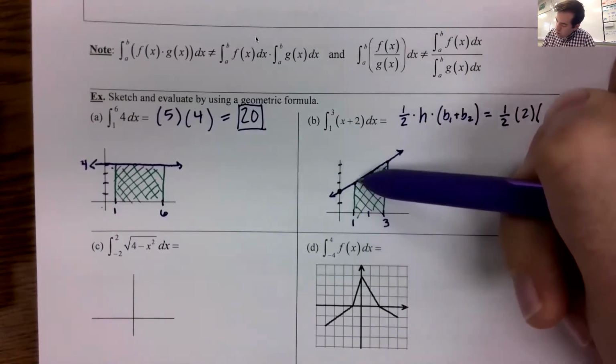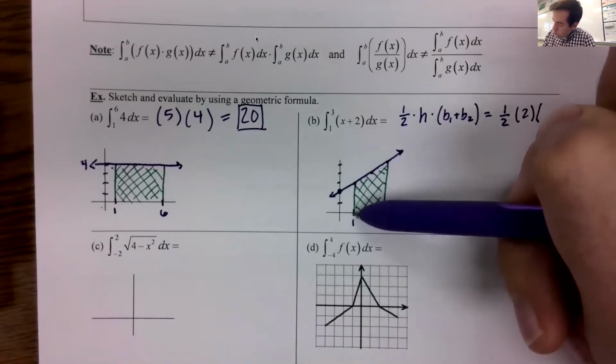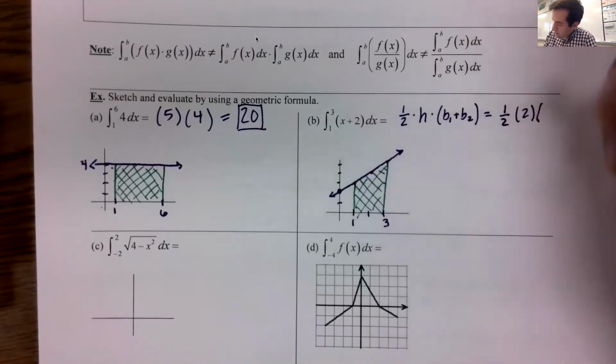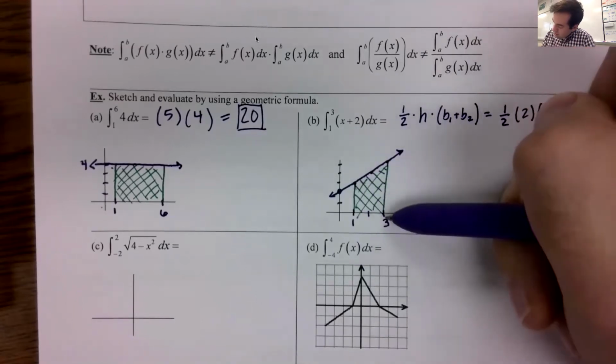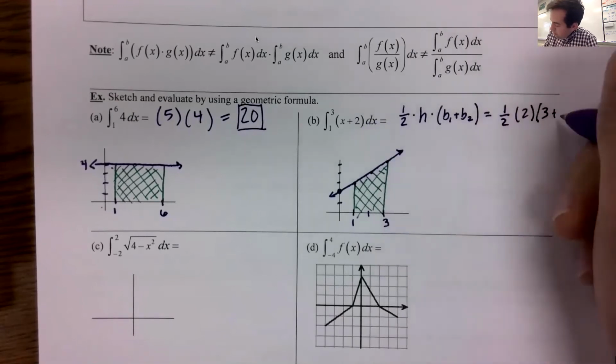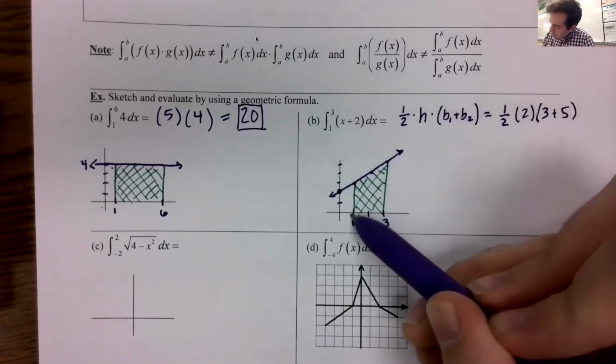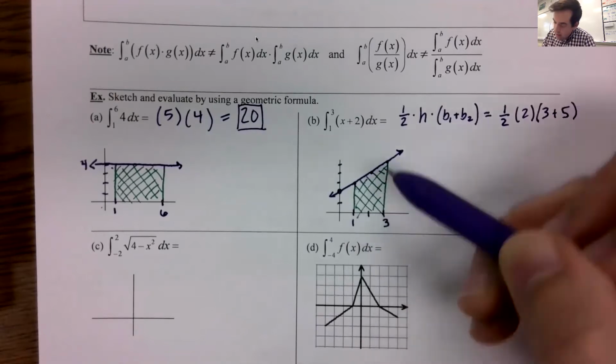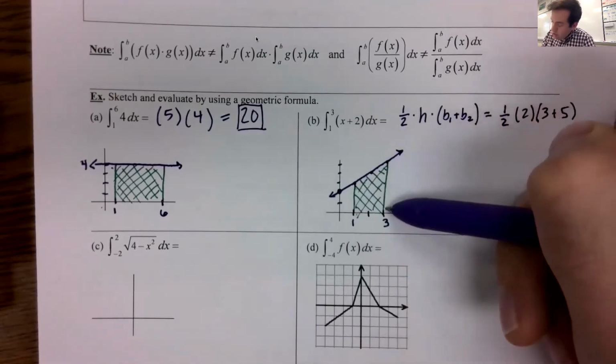And then we have base 1 and base 2. So if I plug in 1 here, the y value is 3. If I plug in 3 here, the y value is 5. So again, this is the height. This is base 1 and base 2 of this trapezoid.